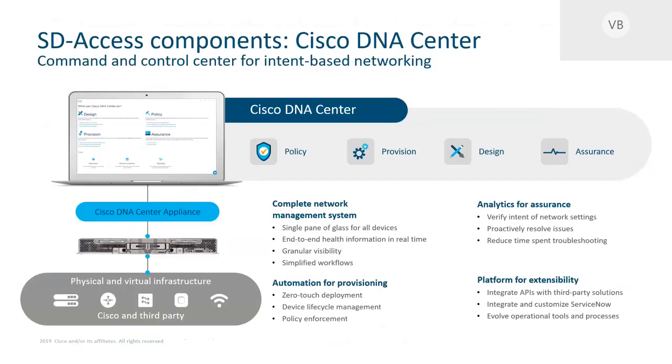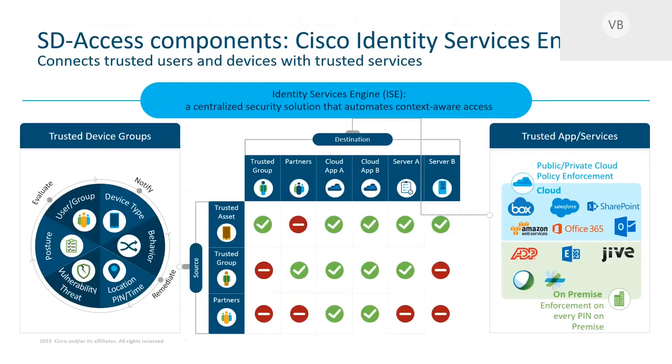So what are the components of SD-Access? The main driver that we'll be showing you today is the Cisco DNA Center. That is the main dashboard, what we call a network controller, that applies policy, provisioning, design, and assurance. So that's one place where it's all driven from. The Cisco DNA Center runs on a DNA Center appliance, and it controls physical and virtualized infrastructure consisting of switches, routers, wireless access points, wireless controllers, etc. The other part is the Cisco ISE, or Cisco Identity Services Engine, and this is where the policies are stored.